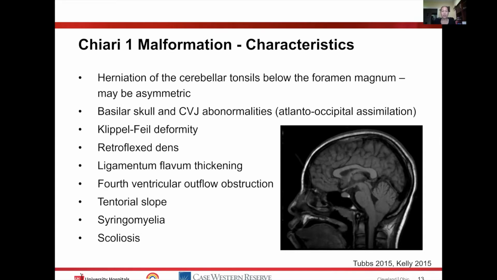You can see ligamentum flavum thickening. You can see issues with fourth ventricle outflow obstruction. We do see some variation in the tentorial slope, which we think probably has some component to it because we think that this is generally a posterior fossa volume issue. You can see associated syringomyelia, and subsequent to that, you can also see associated scoliosis.